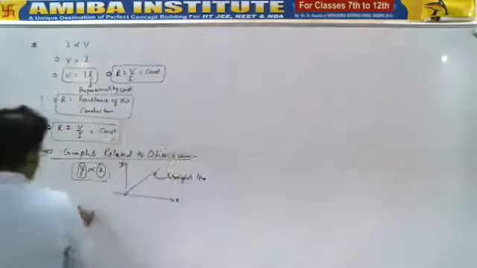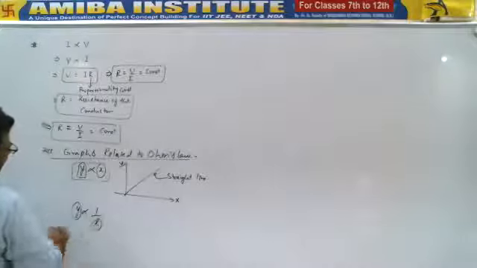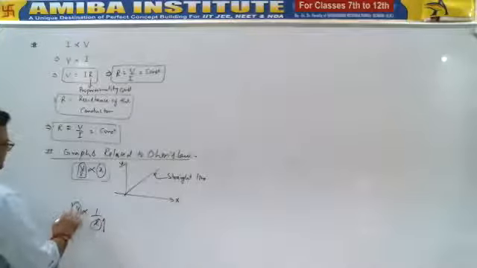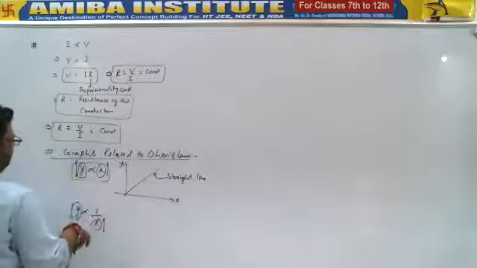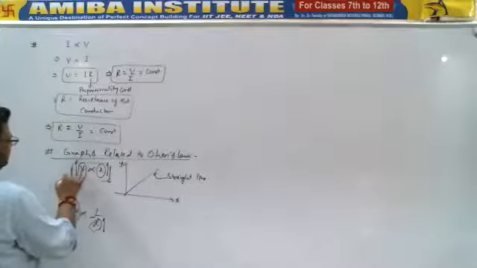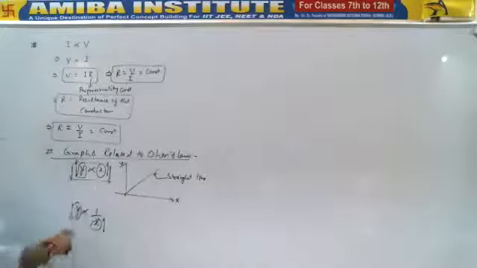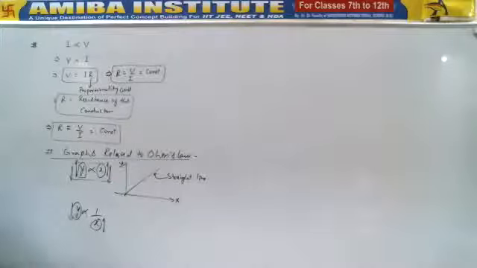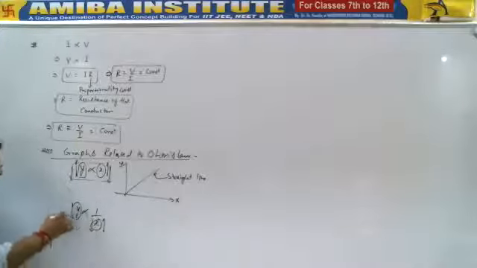Similarly, if there is an inverse relation, this kind of format is called inverse relation, meaning 1 upon something is there. So as this quantity increases, this quantity should decrease. Here, if this quantity increases, this quantity will also increase. If this quantity decreases, this quantity will also decrease. Hence, this is the direct relation. This is the inverse relation, meaning what? If the denominator quantity increases, obviously this quantity will decrease. It increases, it will decrease. It decreases, it will increase.